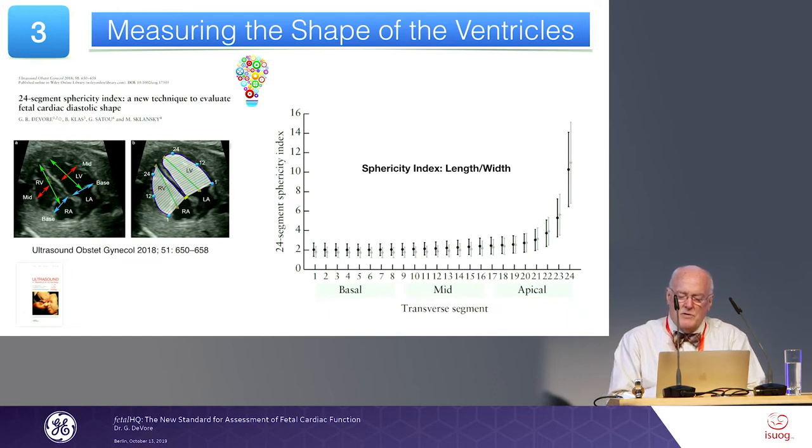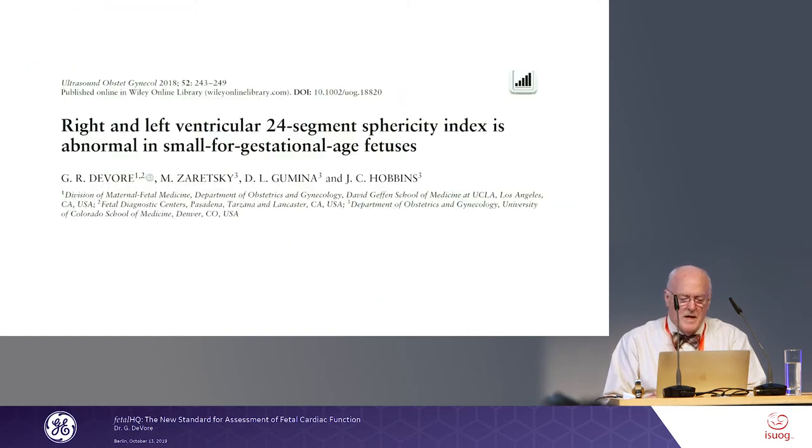And finally, we measured the shape of the ventricles by doing the 24-segment sphericity index. You divide the length by the width. And so this is the shape of each of these segments going from the base to the apex of the heart, called the 24-segment sphericity index. Now, this is the paper we published in 2018: Right and left ventricular 24-segment sphericity index is abnormal in small for gestational age fetuses.